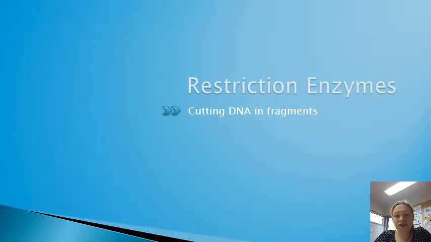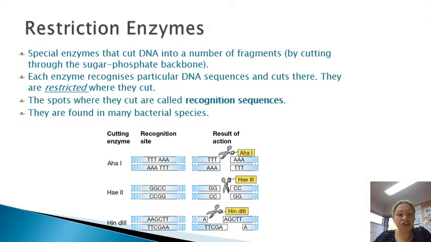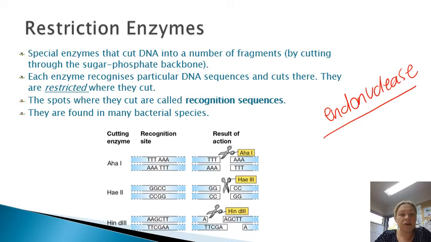We're now going to move on to restriction enzymes and look at how they cut DNA into fragments. Restriction enzymes can also be known as endonucleases. Okay, they both mean the same thing. They are enzymes that cut. So these enzymes cut at specific recognition sites. So they will only cut at a specific sequence. There are many different types of restriction enzymes, and I'll show you some examples in a moment. But essentially what you need to know here is that their job is to cut DNA at a specific site.